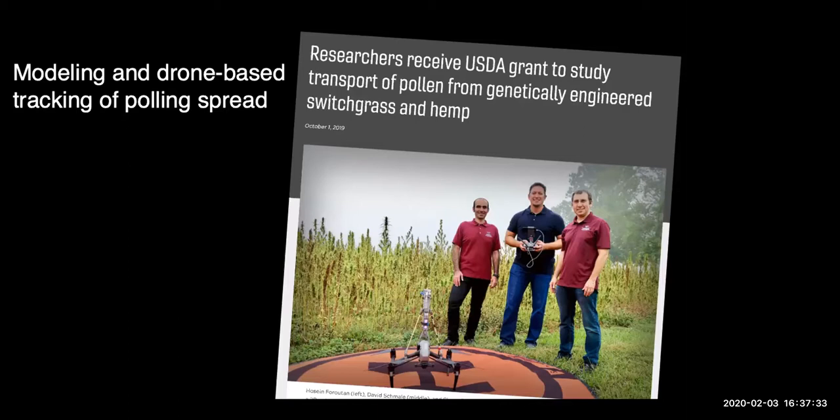Let's say it's 5 kilometers. Then you could say, all right, there's a 5 kilometer isolation radius around this field. So if somebody wants to grow a different strain, they have to be outside of 5 kilometers. So it's going to help the USDA with regulations. Well, actually, we won't get to the hemp for first year. We'll get to that later. We're going to start with switchgrass.